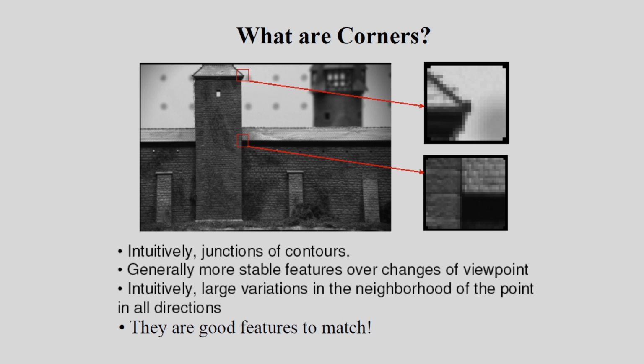Already I have defined the corners. The corner points are more stable features over changes of viewpoint, and the concept of how to detect the corner points I have already explained. If I consider one window, in the corner points we can observe a large variation of intensity change, and based on this we can determine the location of the corner points. In this figure you can see I have shown some corner points like this. Based on these corner points we can do the image matching.